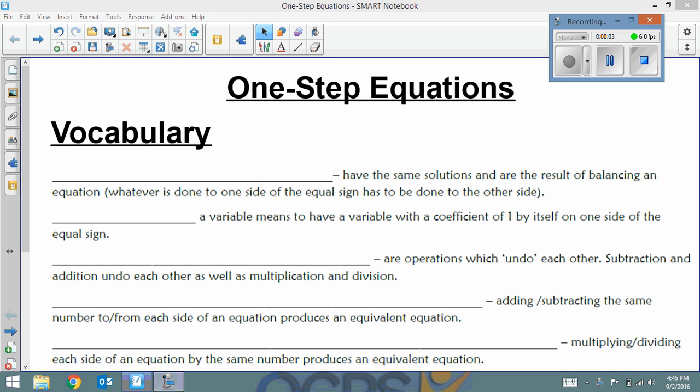So today we're going to talk about one-step equations. When we're talking about one-step equations, what we're talking about are solving one-step equations. Okay, so we have some vocabulary we got to go over first.